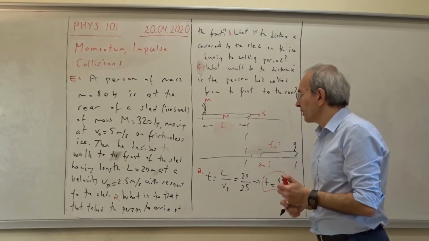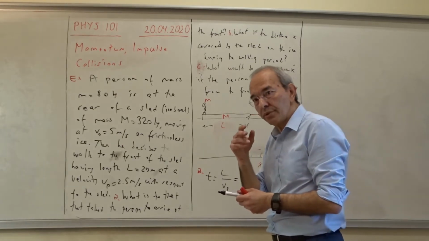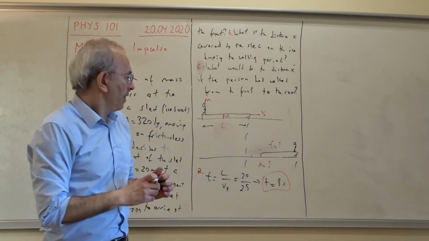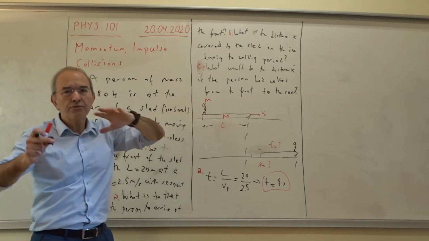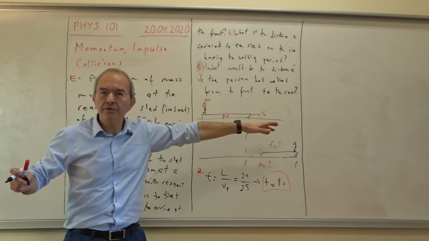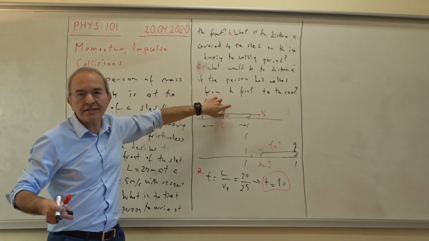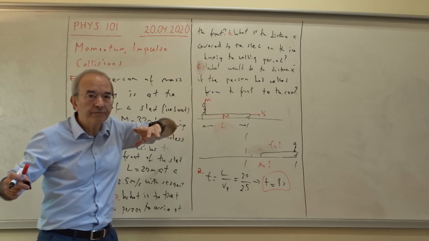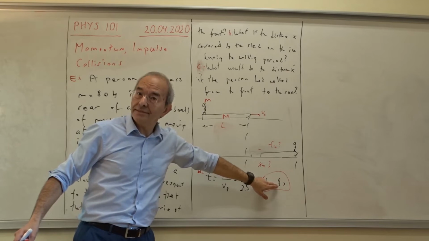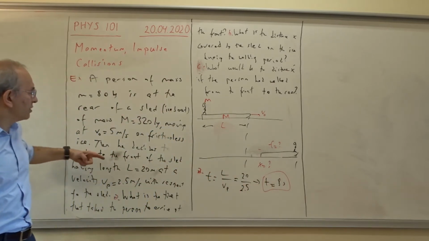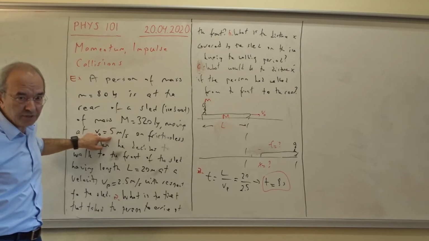Now let me consider part B. But before solving it, let's first consider the main idea. If this person doesn't move at all, remains wherever he is, maybe at the back, maybe in the middle, maybe at the front, or anywhere. If nothing inside the sled is moving with respect to the sled, then during this time of 8 seconds, the sled can cover a distance of 5 times 8, which is 40 meters, obviously.